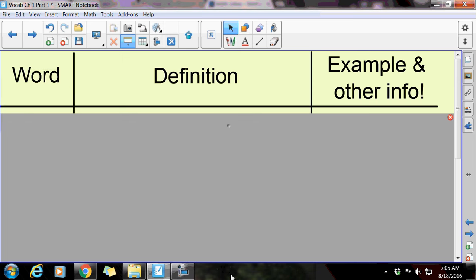Hello and welcome to the first installment of your vocabulary for geometry. Hopefully in your notebook you have a page set up somewhat like this for your vocab. Remember, you need to write down everything. You can always go back, re-listen, pause, rewind.